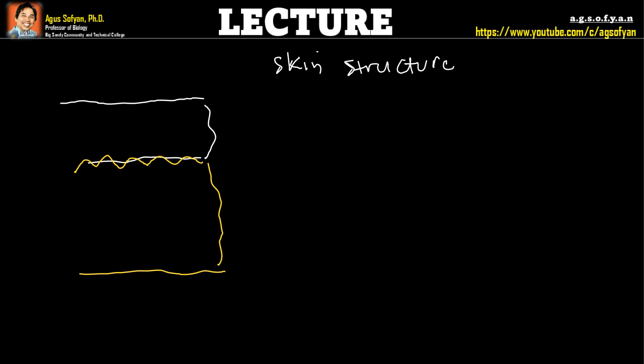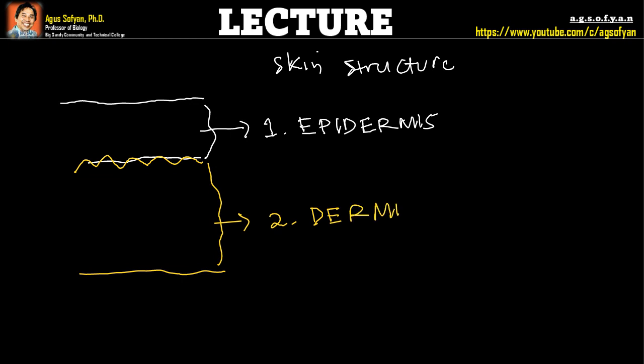Okay, the top layer is called epidermis. And the bottom layer is called dermis. Okay, epidermis and dermis. The epidermis mostly consists of epithelial tissue.